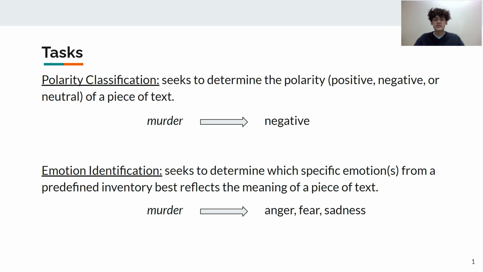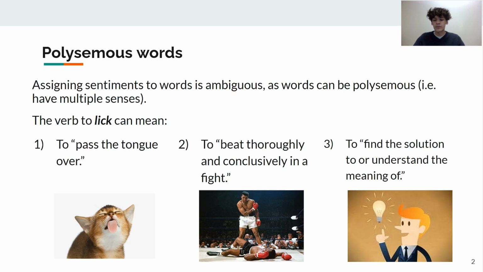Now, in this example, we are assigning sentiments to a word. However, in general, assigning sentiments to words is ambiguous, as words can be polysemous or have multiple senses. For example, let's look at the word lick, which has three different verbal senses. The first sense means to pass the tongue over and could be associated with the emotion of disgust. The second means to be thoroughly and conclusively in a fight, and could be associated with the emotion of anger. The third means to find the solution to or understand the meaning of, and could be considered non-emotional.